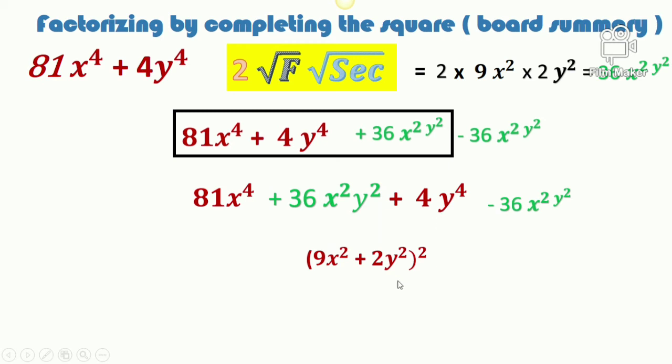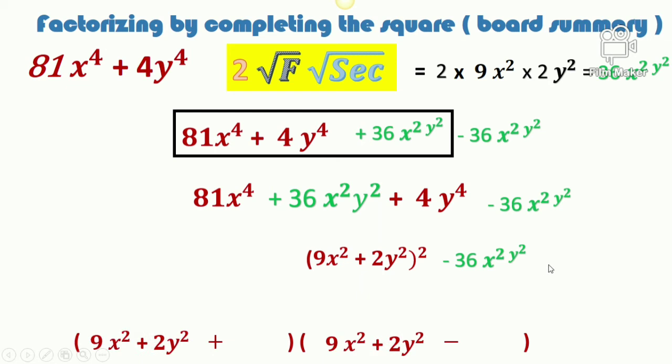Here we have a difference between two squares. Write two big brackets, positive and negative. In the first place, write this bracket without the power 2. In the second one, find the square root of this term. The square root of 36 will be 6, and the square root of x power 2 y power 2 will be xy. You got it? Again.